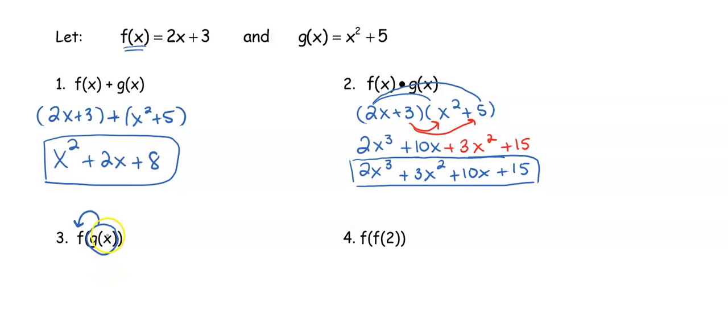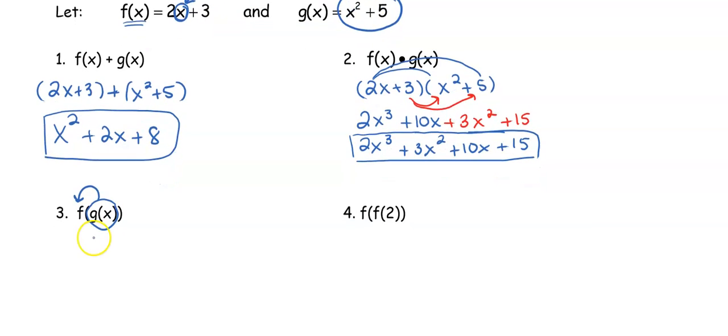So I'm going to take the g of x function, here's my g of x function, and I'm going to plug it in for x in the f of x equation. So here's my f of x, here's the x in the f of x. I'm going to take the x out and I'm going to put the g of x into the place of the x. If I have one x, I substitute it one time. If I have 3 x's, I substitute it 3 times.